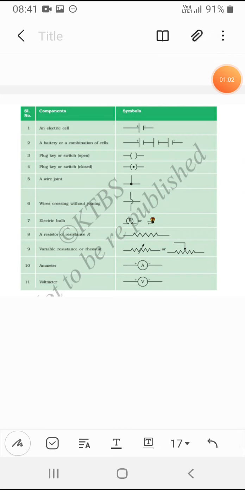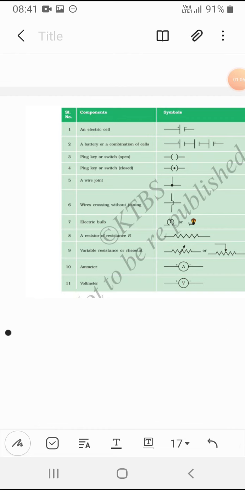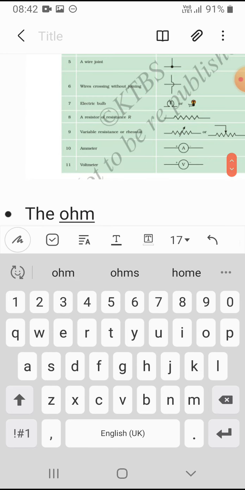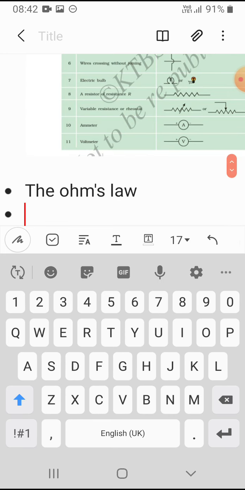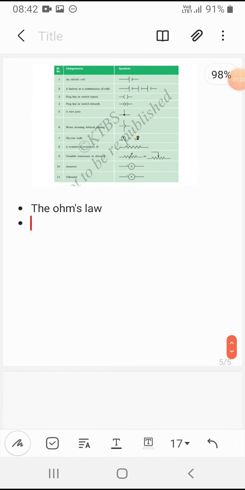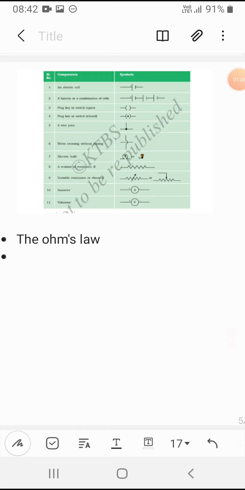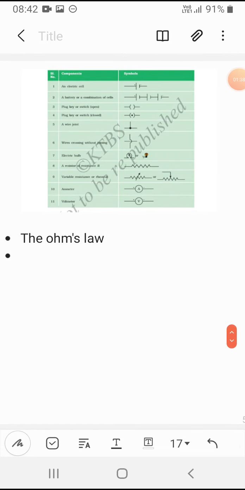The next topic is Ohm's law. You have to keep these symbols in your mind. They may ask for 1 or 2 marks: draw any, such as the resistance, electric wire, wire joint, wire crossing, ammeter, or key. This will help you in drawing a circuit diagram. These are the symbols we use: the plug key, battery, resistor, ammeter, voltmeter. Keep all these diagrams in your mind.